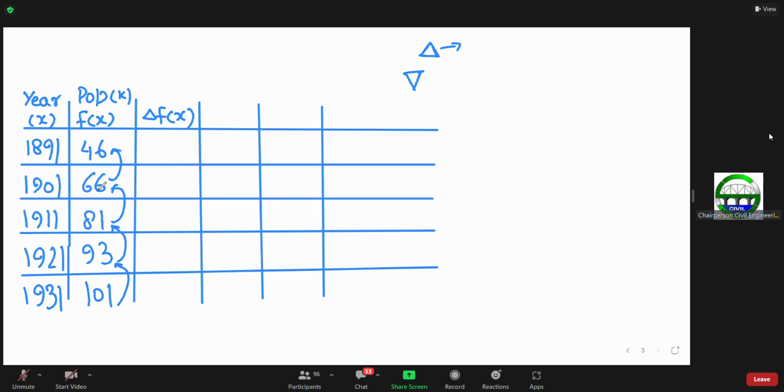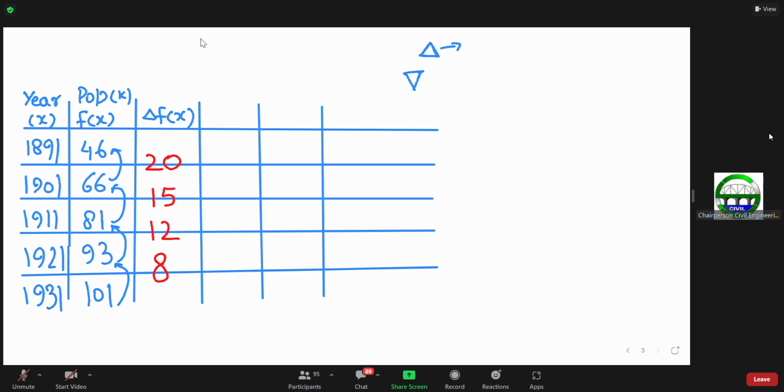So 66 minus 46 is equal to 20. Yes. And then 81 minus 66 is equal to 15. The next, 93 minus 81, is equal to 12. And finally, 101 minus 93 is equal to 8. Very good. Now, this is your del f of x.